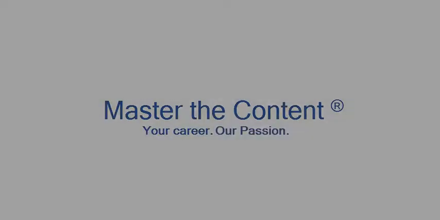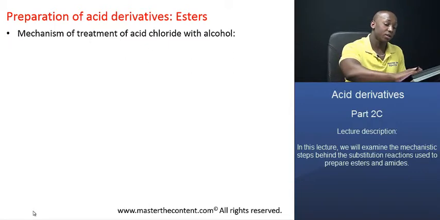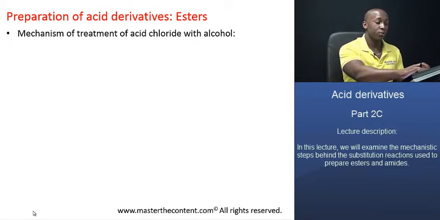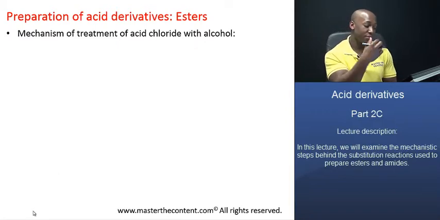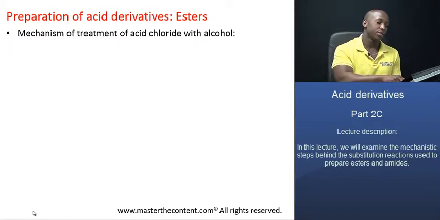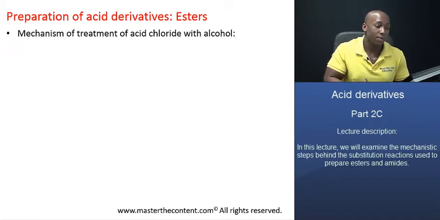Your career, our passion. Here we're going to look at first the treatment of an alcohol with an acid chloride, which is the first one of the methods to prepare an ester, and then we're going to move on and see how we can perform the same reaction using an anhydride instead.